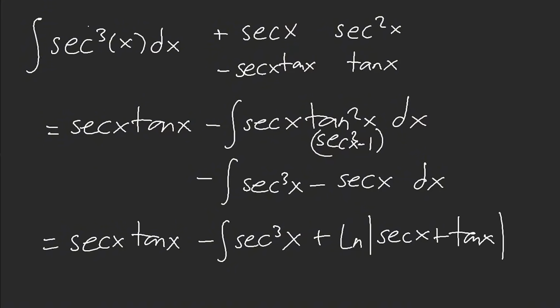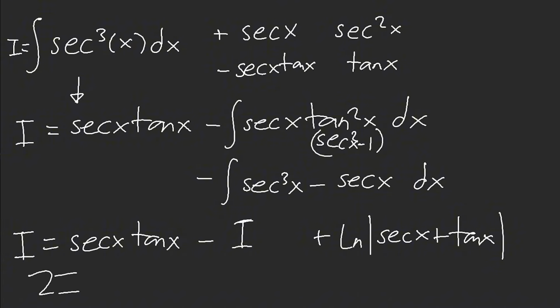Awesome, but what now? Well, remember that this is I, and this is equal to this thing, and I is here. Wait a minute, isn't this and this the same thing? Yes, it is. So what we have here is this is equal to I. And we can combine this to the other side.